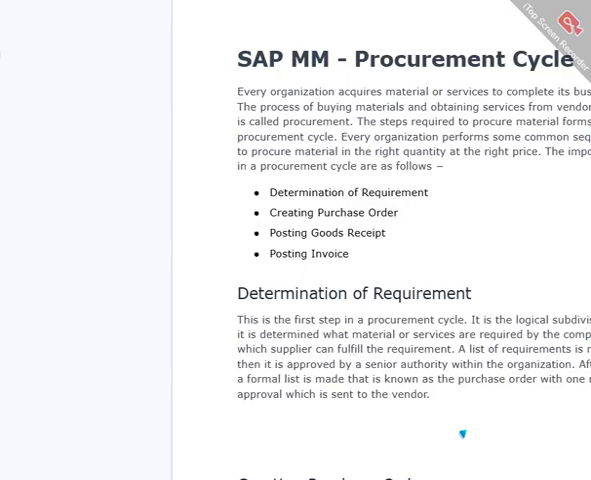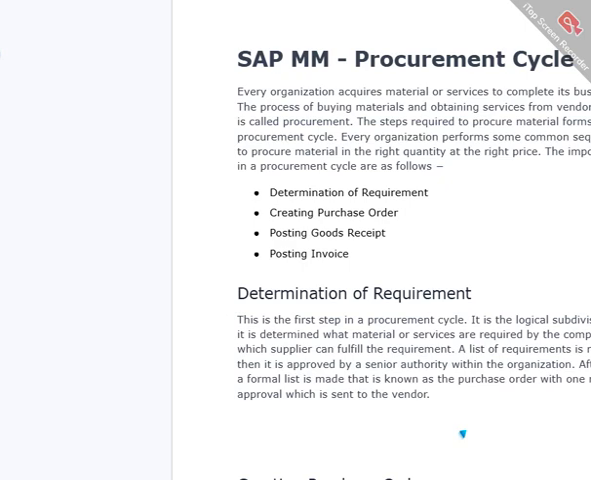Hello and welcome. In this video, we are discussing the SAP MM Procurement Cycle. Every organization acquires material or services to complete its business needs. The process of buying materials and obtaining services from vendors or dealers is called procurement. The steps required to procure material form the procurement cycle.